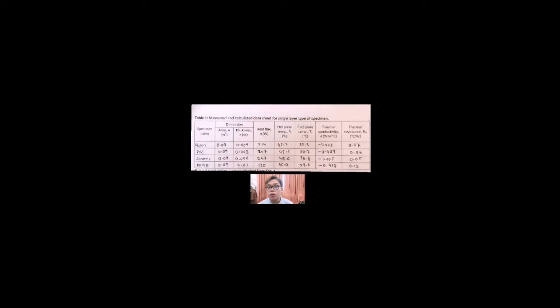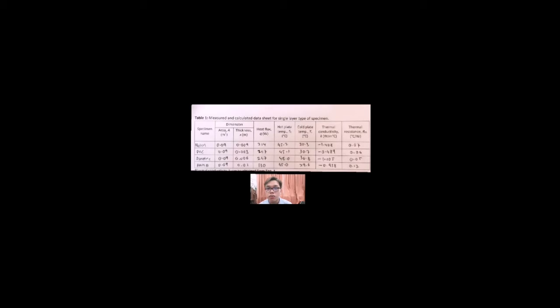Now I will talk about the data for the single plate. For the nylon, the heat flux is 140, hot plate temperature is 45.2, cold plate temperature is 30.3, and thermal conductivity is negative 1.08 and thermal resistance 0.07.